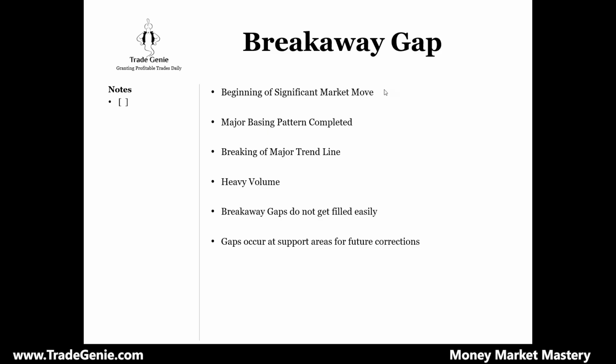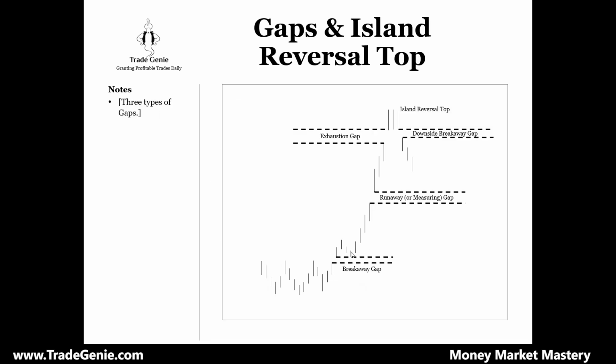So a significant move occurred, some news came, a major basing pattern completed, breaking of a major trend line. If it's downward sloping and you see it, there's heavy volume building up, there's news here, there's a lot of activity in the options, and then you can analyze the strike and the month where the traders think the market is going. Gaps occur as support areas for future corrections.